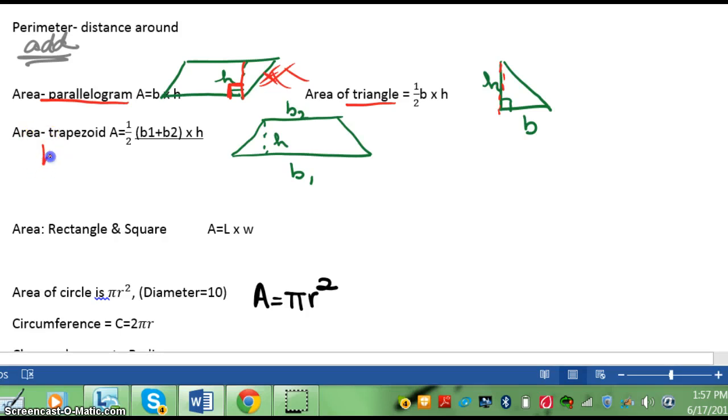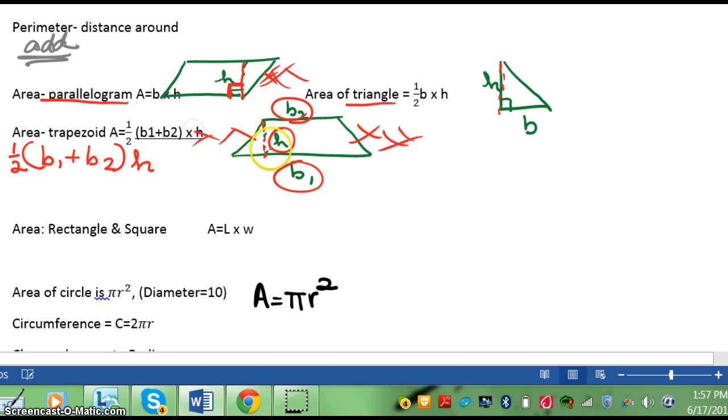Trapezoid, base 1 plus base 2 times your height, and take it times 1/2, or divide by 2, whatever your case may be. You're adding base 1, base 2, take it times the height, again this right here, not out here, 90 degrees, and divide by 2. That's the area of a trapezoid.